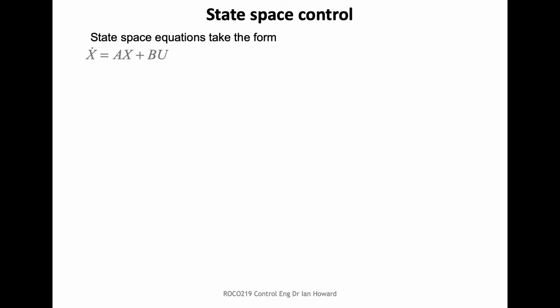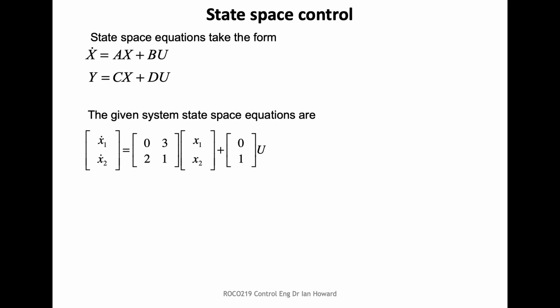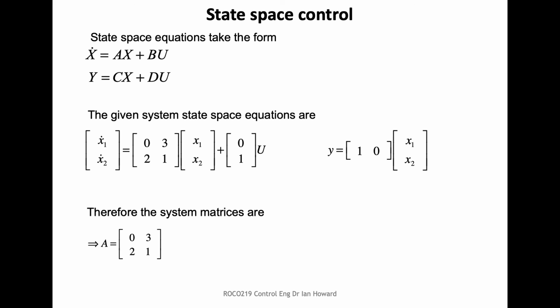Okay, let's start at the beginning. State space equations take the form x dot equals Ax plus Bu, y equals Cx plus Du. And these are the system values that we've been given. We've been given A as [0, 3; 2, 1], B equals [0; 1], and C equals [1, 0].